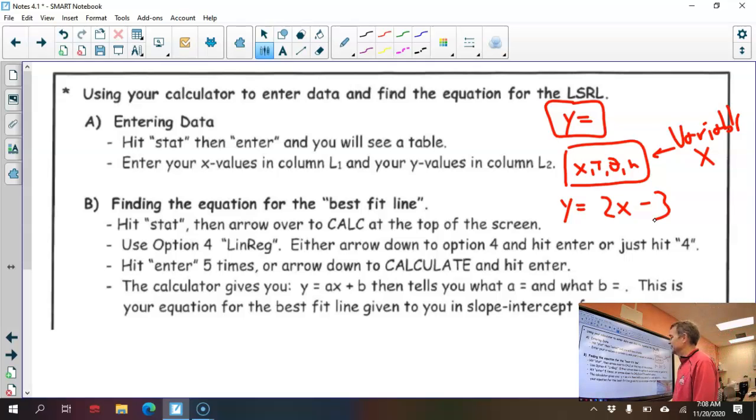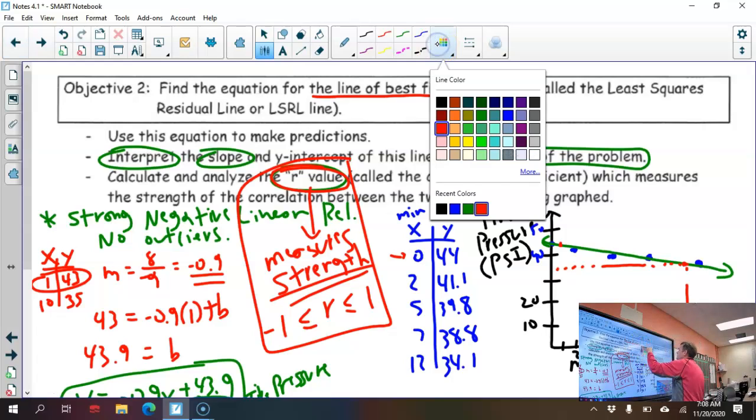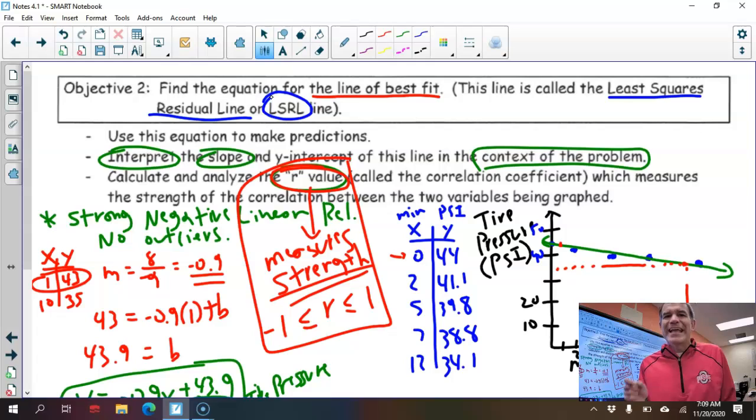All right, so we can put data into your calculator. And I think I forgot to say something back here. Sometimes you'll see this best fit line is called the least squares residual line, or for short, the LSRL. I don't want to talk about what that is, but it's basically how we calculate the exact best fit line. You don't have to know how to do that, but that's what it's called when you calculate the exact best fit line, which your calculator will do for you.